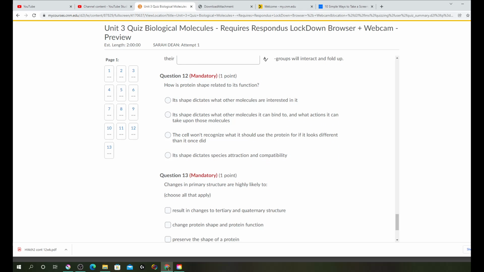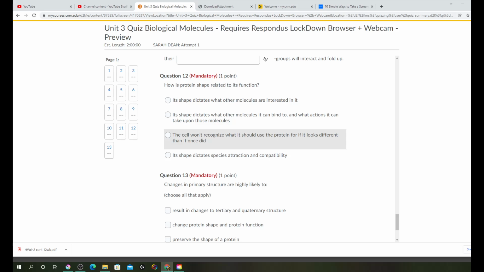How is protein shape related to function? Its shape dictates what other molecules are interested in it? No. Not really. So its shape dictates what other molecules it can bind to and what actions it can take upon those molecules. Yes. We talked about that lock and key thing and the oxytocin and all that.